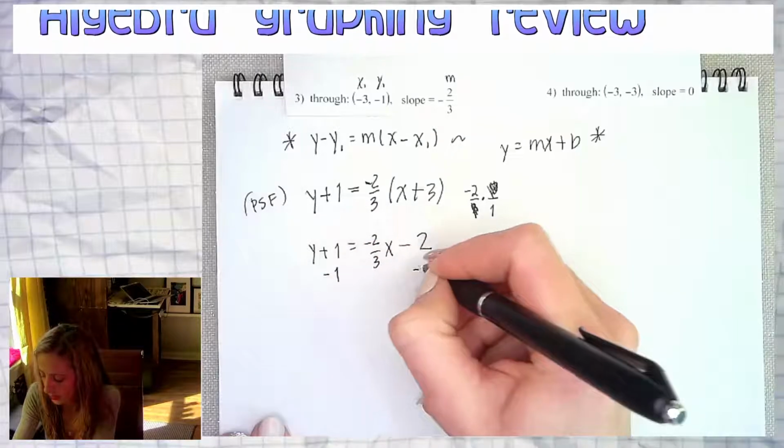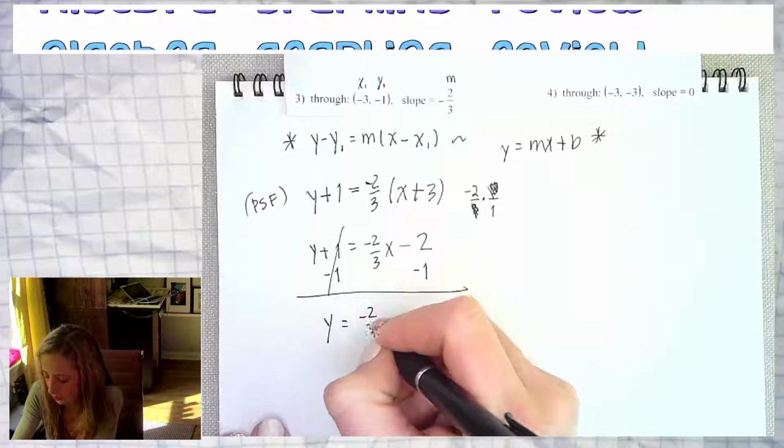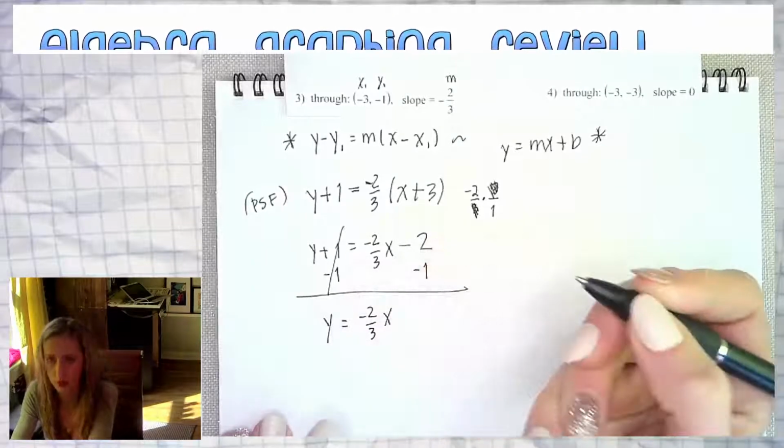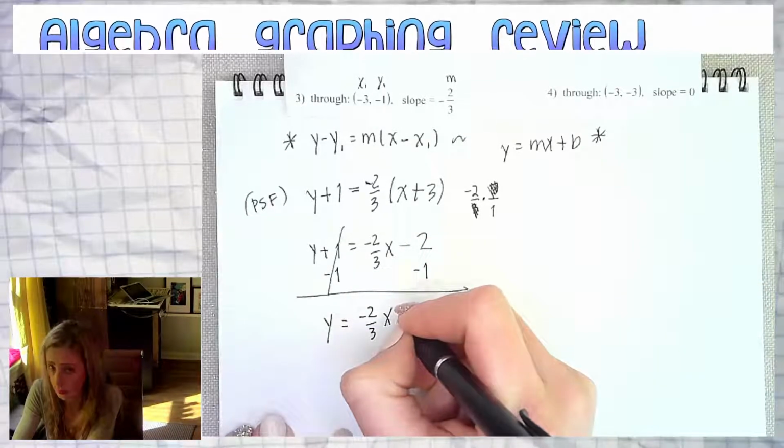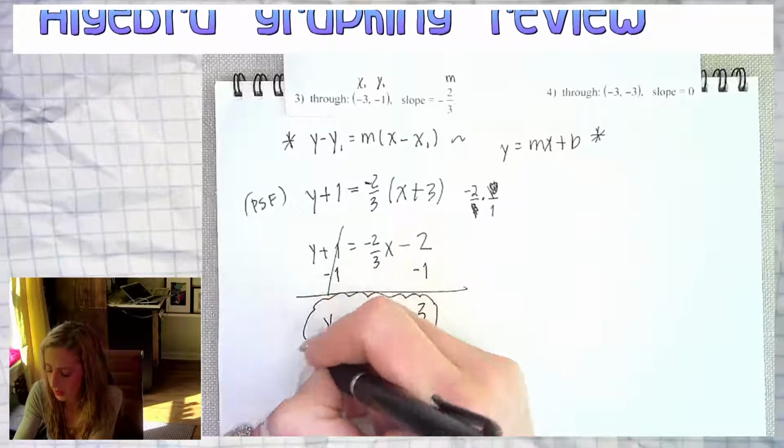Next step, minus 1, minus 1. Eliminate that guy. Y equals negative 2 over 3 x, negative 2, negative 1. Same sign, find sum. Keep same sign, minus 3. We're done. Best thing you ever did.